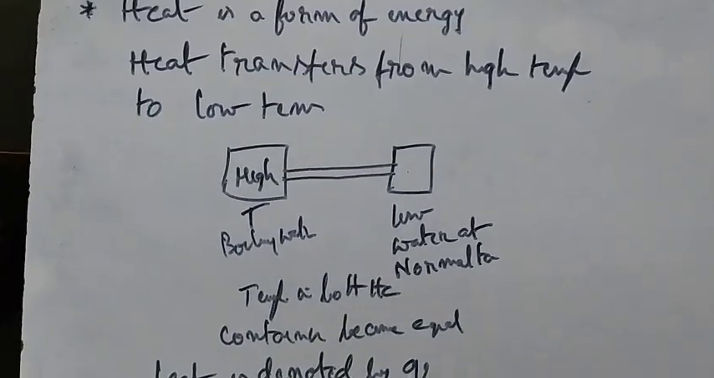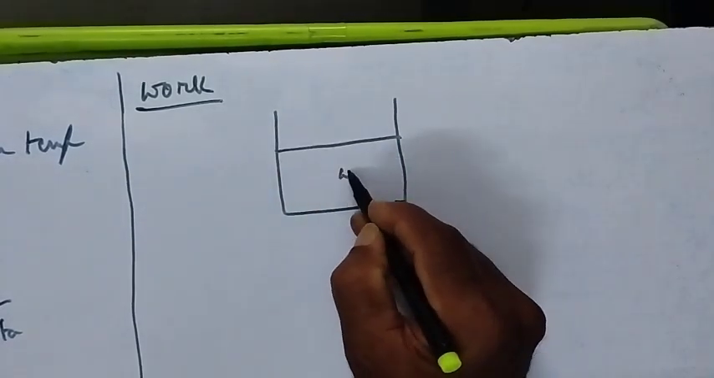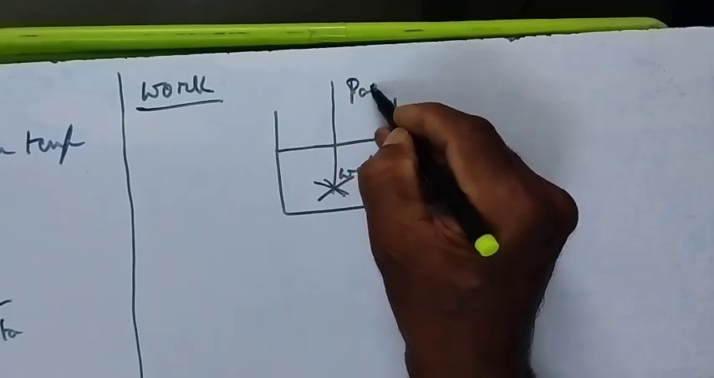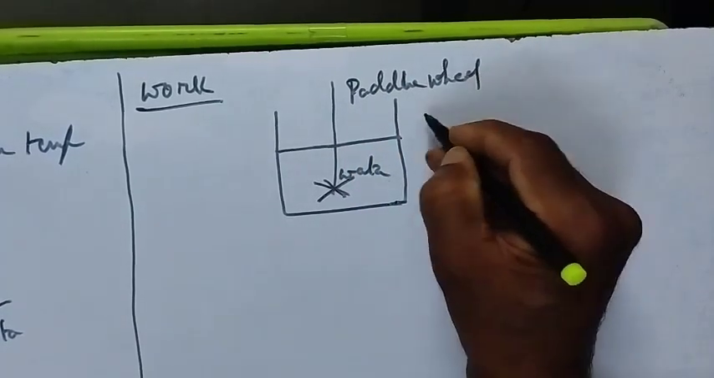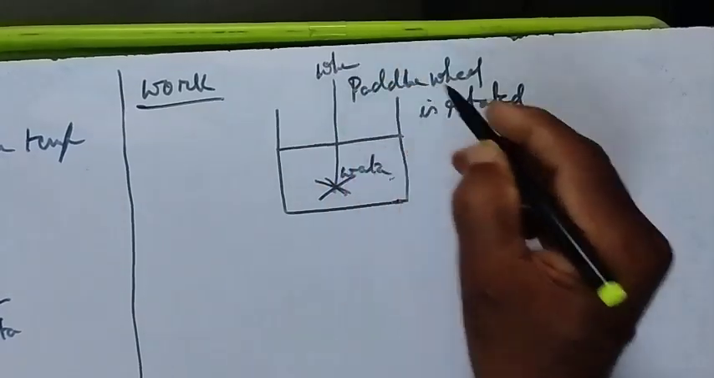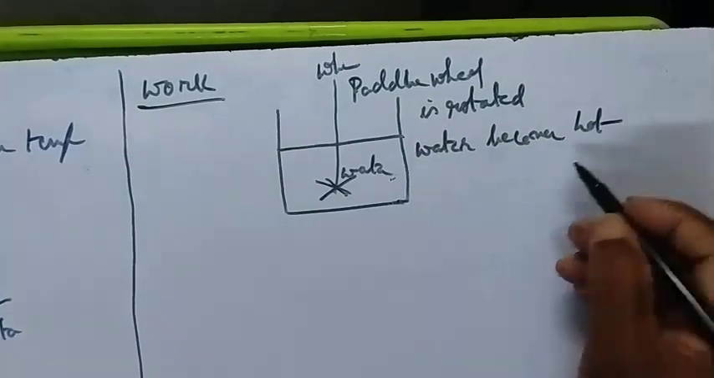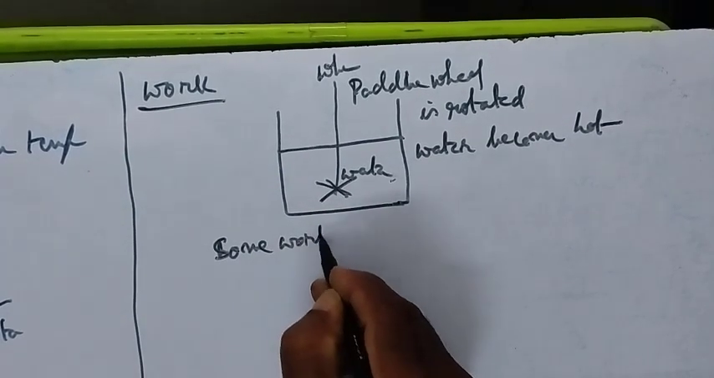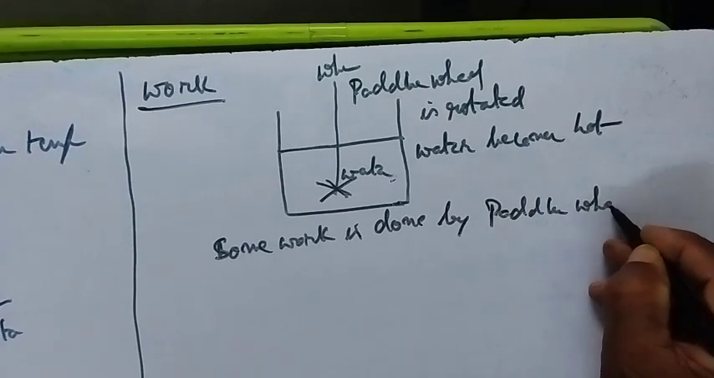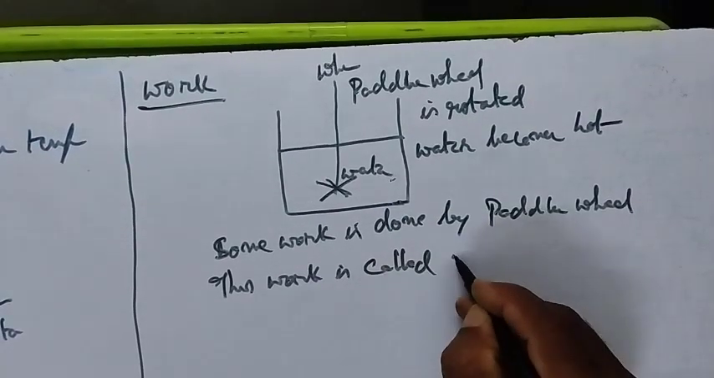So this is about heat. This is a closed beaker, in which some water is there, and this is a paddle wheel. The paddle wheel is rotated continuously. When the paddle wheel is rotated continuously for some time, water becomes hot. That is, some work is done by the paddle wheel. So this work is called mechanical work.